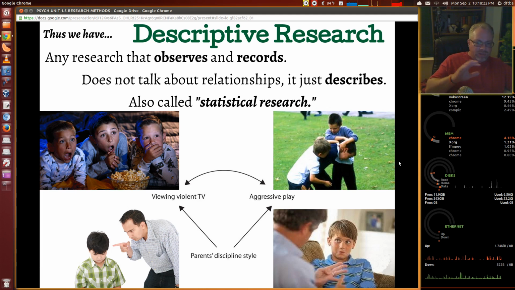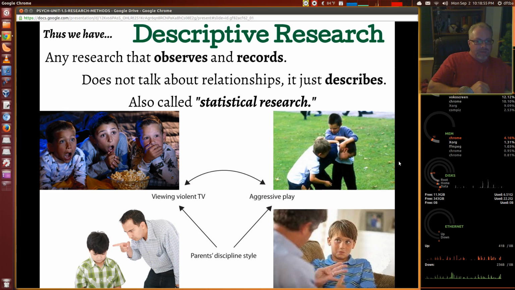So let's look at this one here. There's two sides of the screen here at the bottom. You've got three boys with popcorn watching what looks like television. At the bottom, you've got a picture of a parent with a pointing finger, and that's a parent discipline style. Top right is aggressive play between three boys. Could be these three boys. Bottom right is a parent's discipline style where they're not pointing, but they're counting. Different look on the child's face. In the bottom right, they're looking directly at the parent.